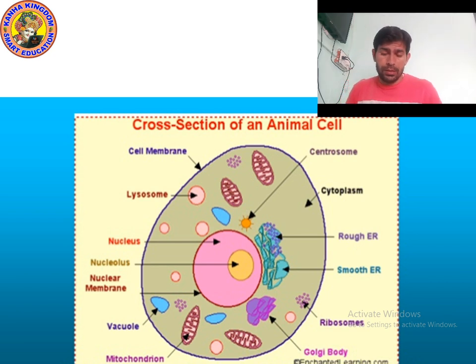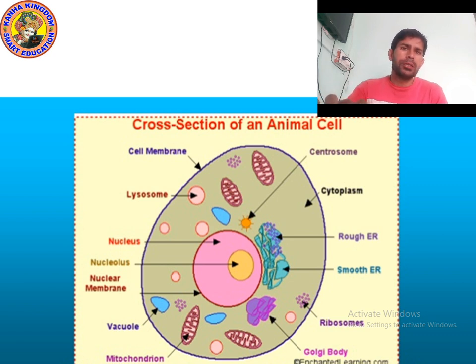Kids, I have shown one more picture. As you can see on the screen, the picture of animal cell. You can draw this picture if you have not drawn the previous picture in the previous class. It is the same. This is the cross section of animal cell. You can see cell membrane, the outer covering, lysosome, nucleus, nucleolus, nuclear membrane, vacuoles, mitochondrion, Golgi body, ribosomes, smooth endoplasmic reticulum, rough endoplasmic reticulum, cytoplasm, centrosome. So different organelles are present, as you can see in the picture.